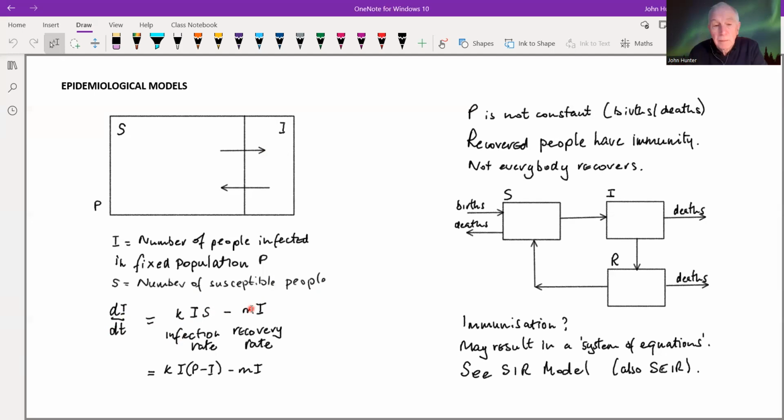Answers on a postcard, basically. But how this is viewed, as a bit of a simplification, is that it's actually proportional to the product of the number of people infected and the number of susceptible people. So that sort of makes sense, doesn't it? Because if we've got a lot of infected people but not many susceptible, then we would expect the rate to slow down.